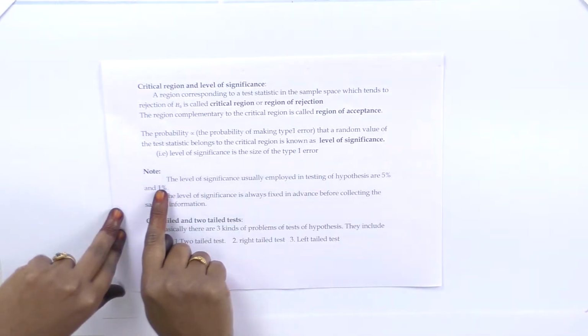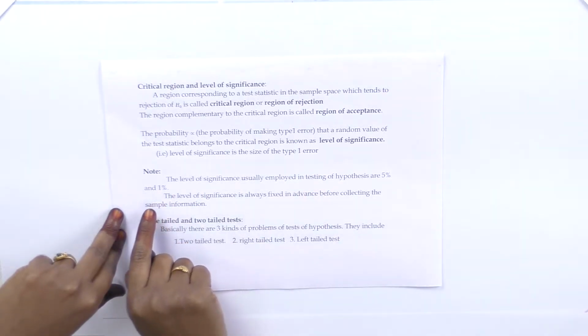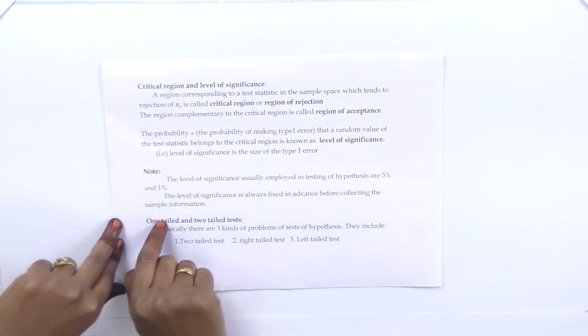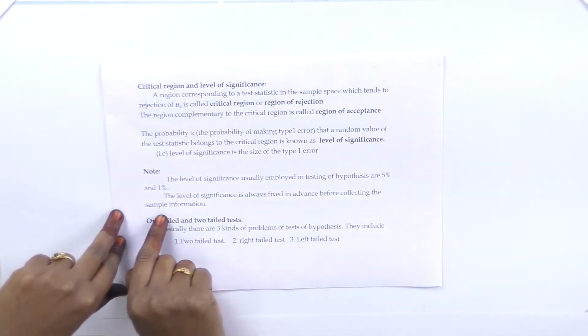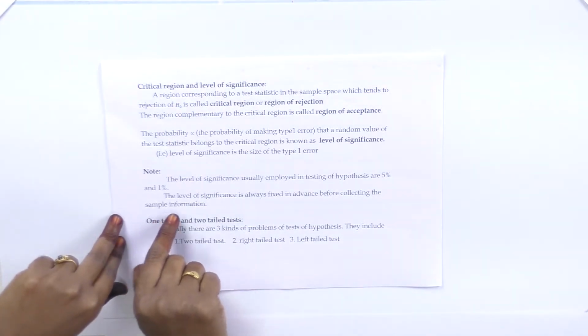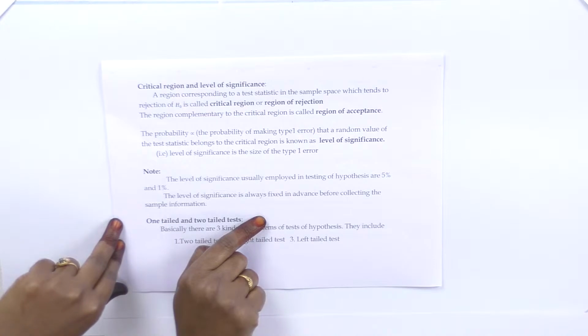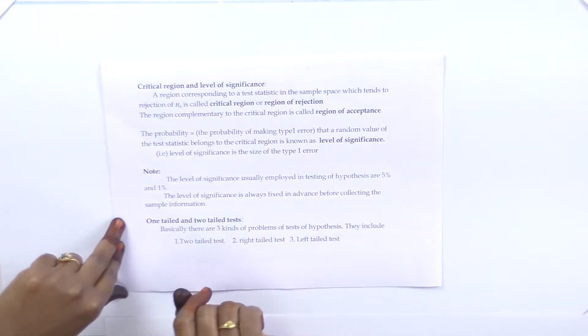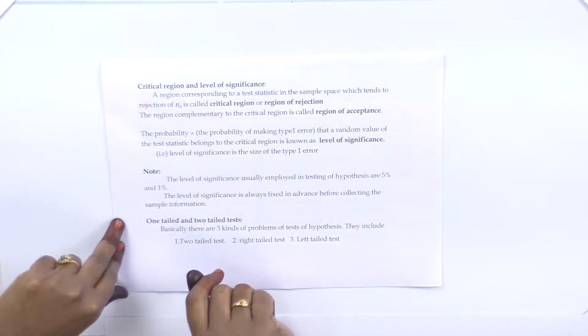Already we discussed the level of significance. We have two cases: one is the 5% level, another one is the 1% level, that should be employed in the test statistic. The level of significance is always fixed in advance, before collecting the sample information.